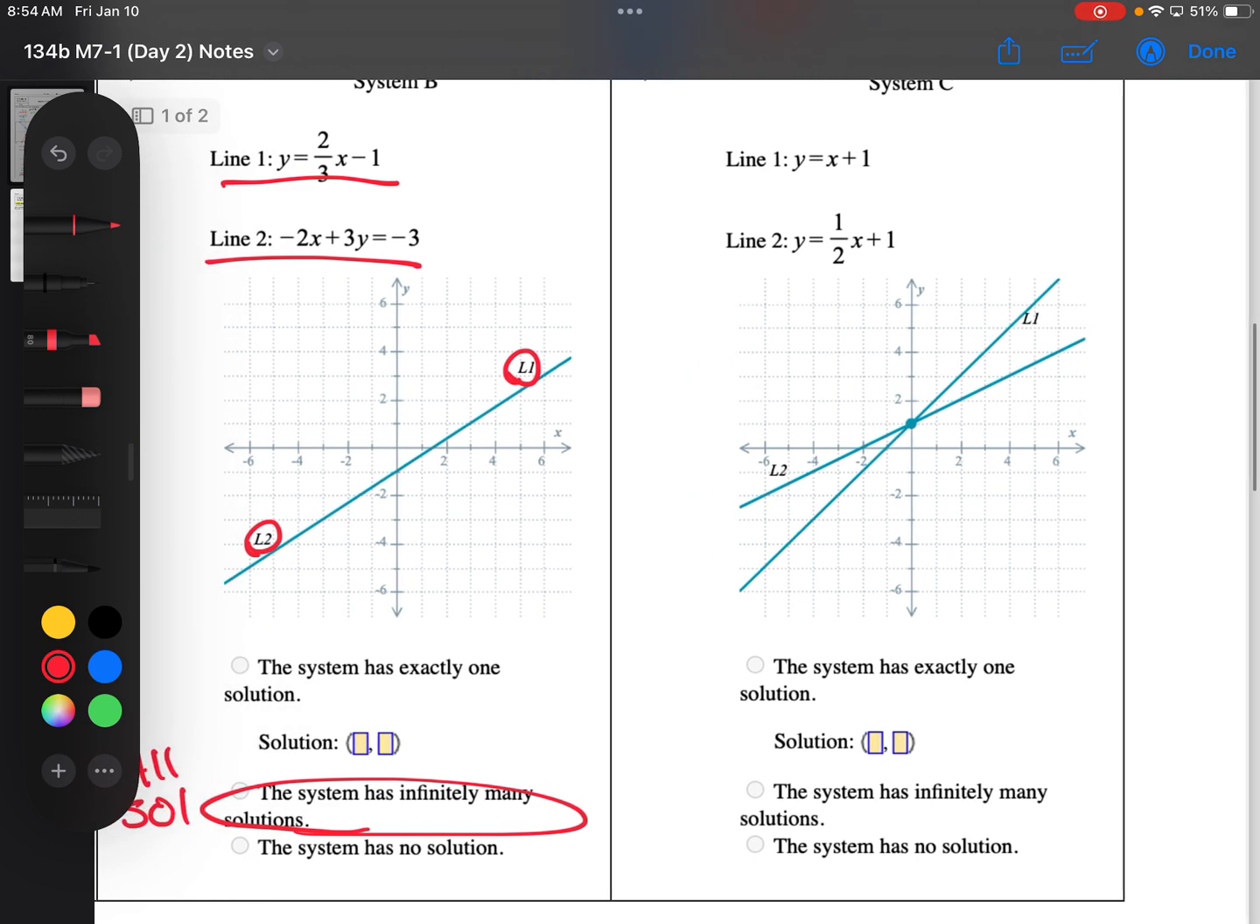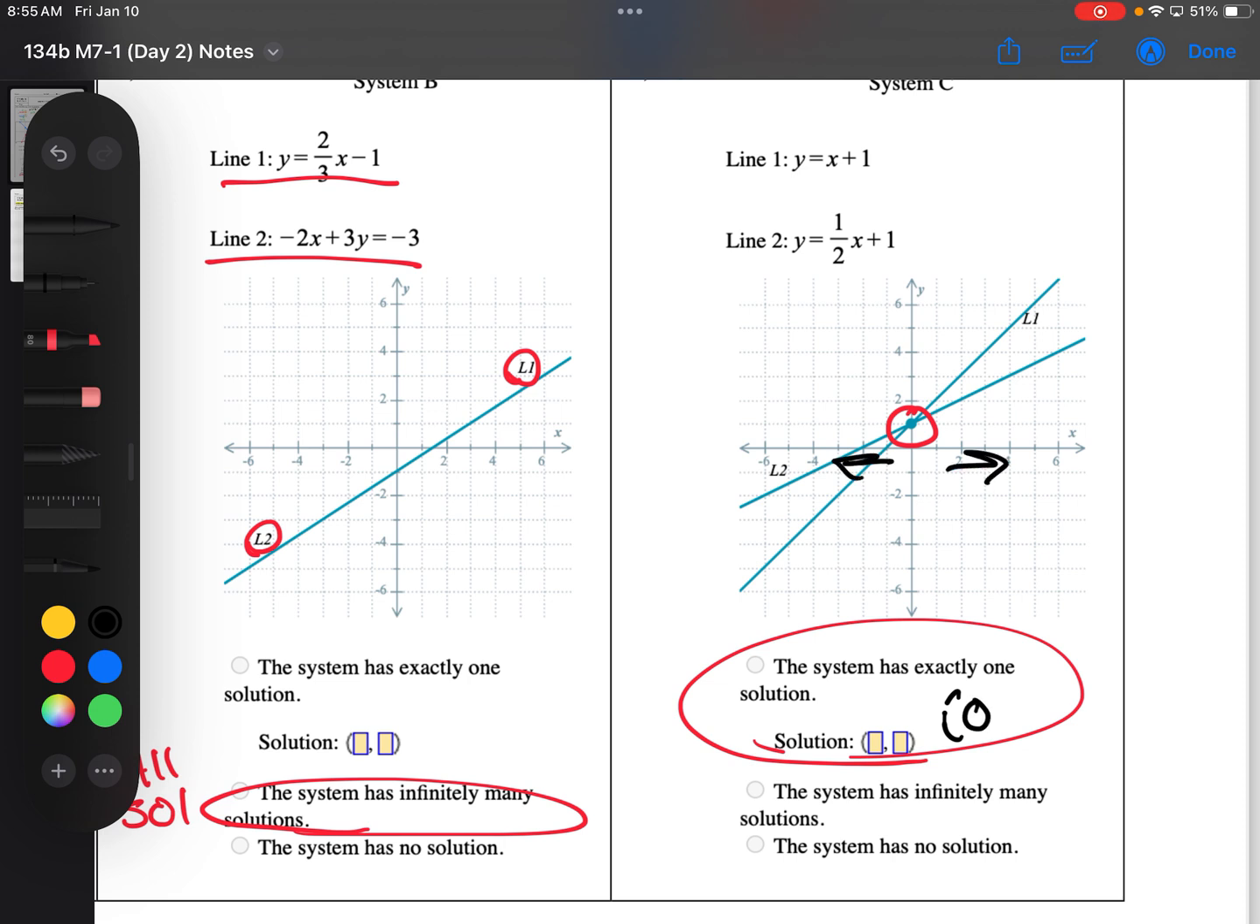And then this one over here, you can see, I always like to think of it as 2 roads. Your roads have one intersection right here. So it has exactly one solution, and that solution, you have to figure out the coordinates. So the x-coordinate of that point is 0, because it didn't go left and it didn't go right. So it's at 0, but it did go up 1 space. So the y-coordinate of that dot is 1. So that would be what you put in that solution.